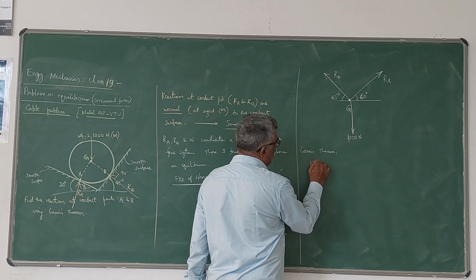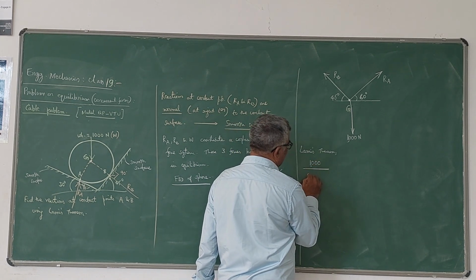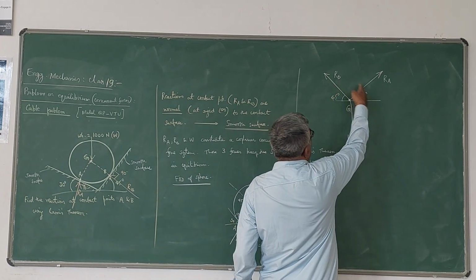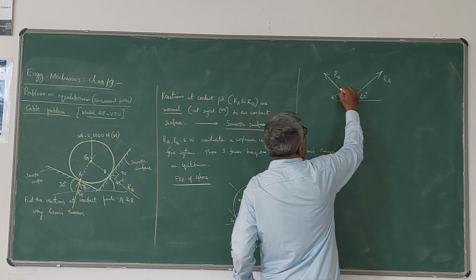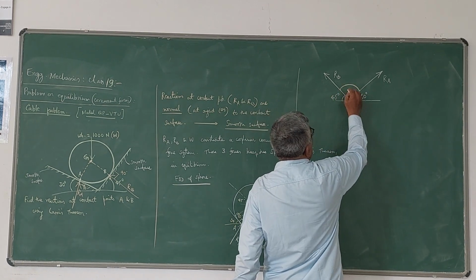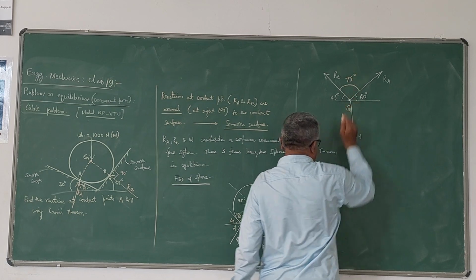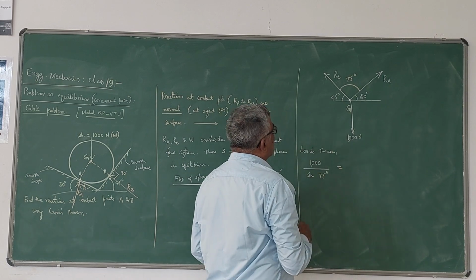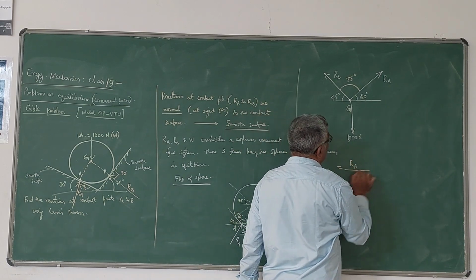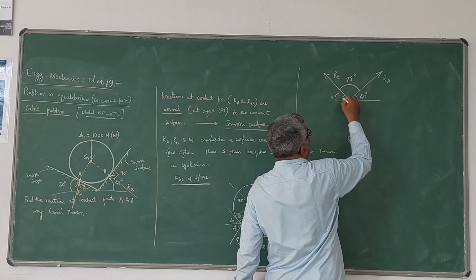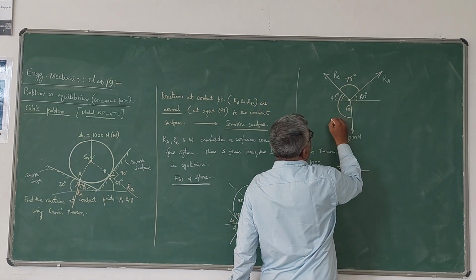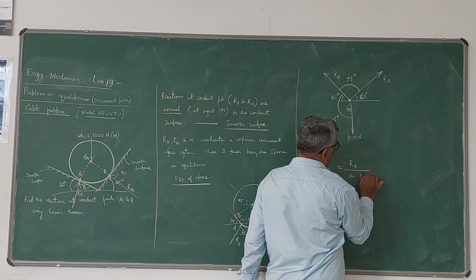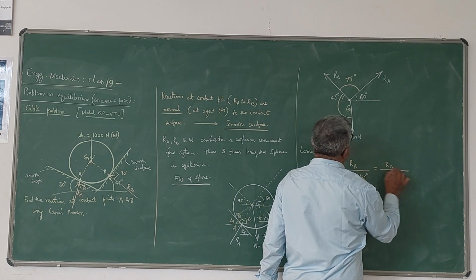any force divided by, for example, the 1000 Newton force, divided by the sine of the angle between the other two forces. So 1000 Newton is this force. The angle between these two forces will be, so this is 60 plus 45, 105, 180 minus 105, 75 degrees. So sine of 75 degrees is equal to the second force RA divided by the sine of the angle between the other two forces, which is 45 plus 90, 135. Sine 135 degrees.